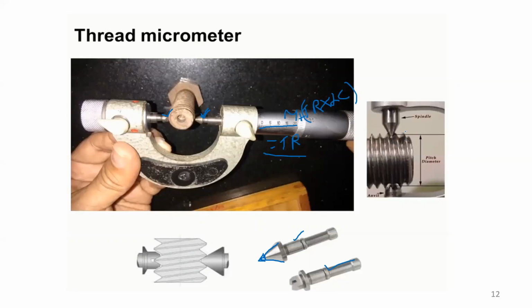Here also you can observe from the right side figure. The pitch diameter is measured at the pitch line. By moving the spindle up to the pitch line point, the fixed anvil and the movable anvil are moved up to the pitch line, and then I will take the reading. These are available in different sizes depending upon the pitch of the screw thread.